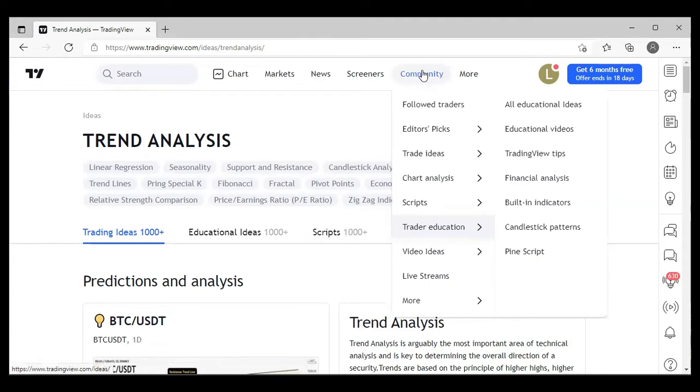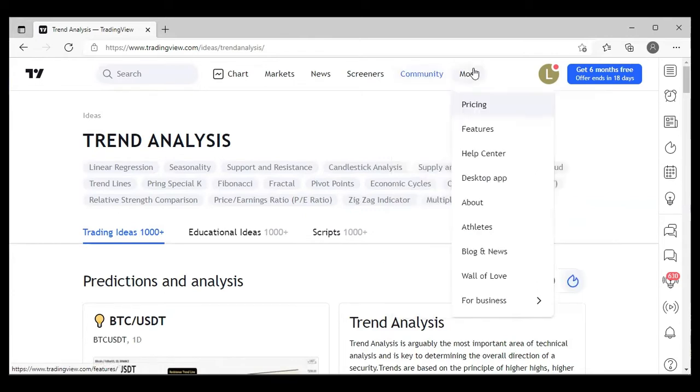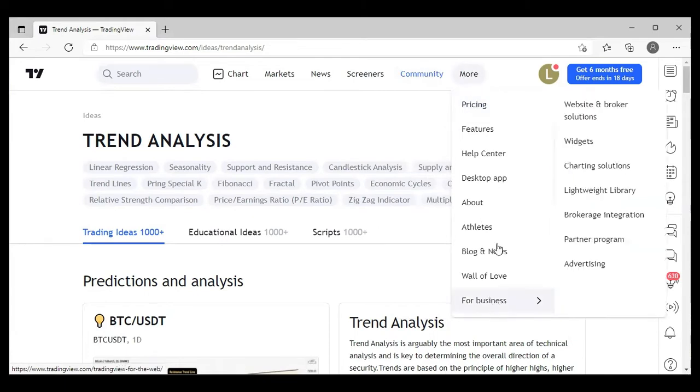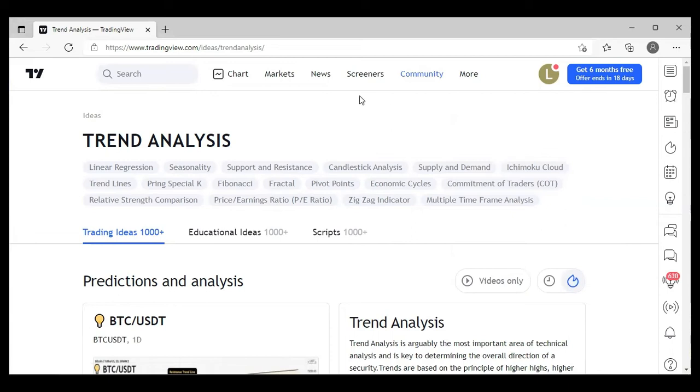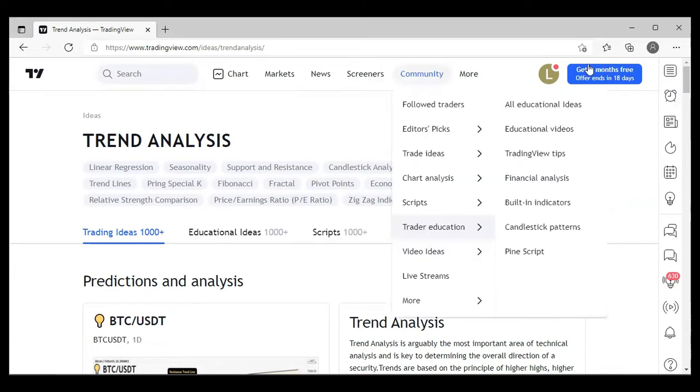So this community is very versatile, very vibrant, with a lot of information. And then of course there's more here. You can go through that, look at blog news, and there's so much on this Tradingview platform. That's why I like to use it as a charting software, because I can get more than just looking at the charts.